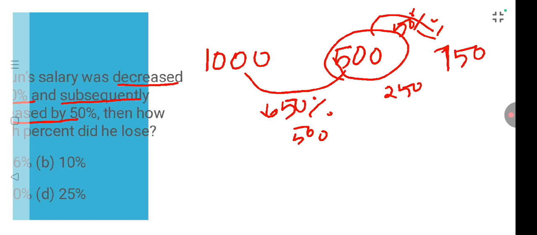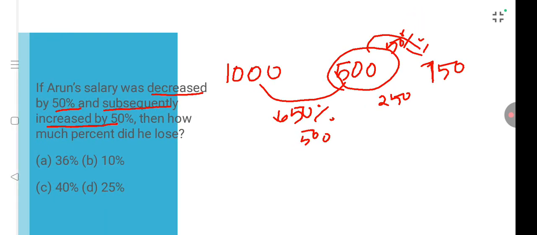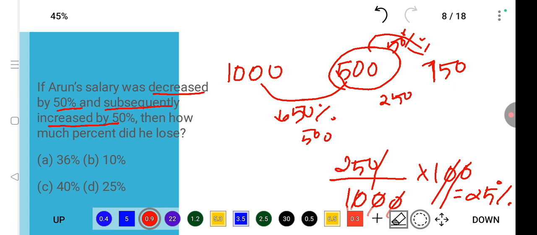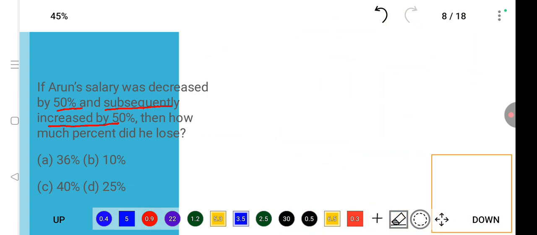So as compared with 1000, 750 is 250 less. So 250 is less from 1000. So with the 1000, it is how much percentage? So it is 25 percentage. So the person loses 25 percentage. So this is the traditional method. Just see how to solve in fast method.